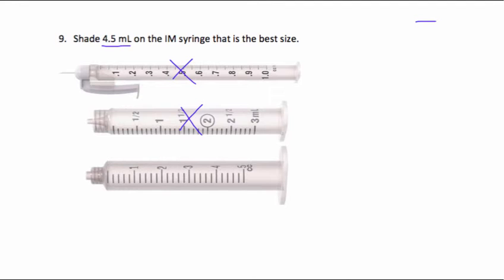Let's see, we need 4.5. So let's get up to 4 and then we'll start thinking. Okay, 4.5. There's 5 tick marks here. That means each of these is going by 0.2. So here's 4.2, 4.4 to that point. So we want to go right down the middle, halfway there, to get 4.5 milliliters.